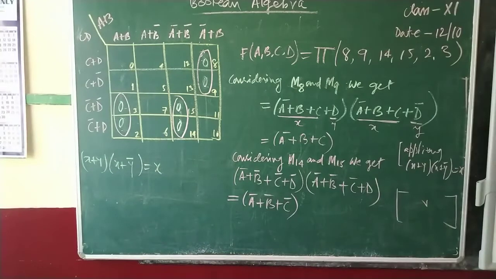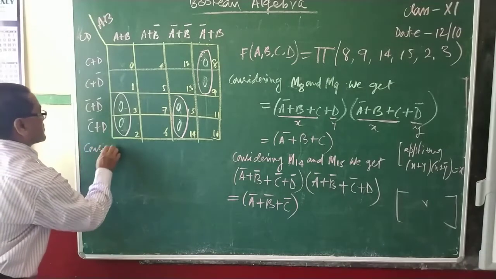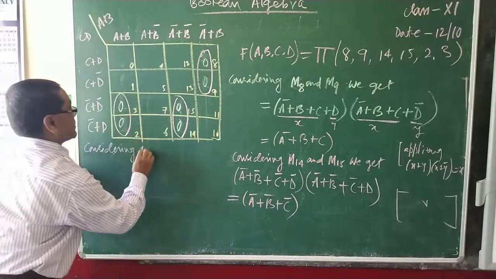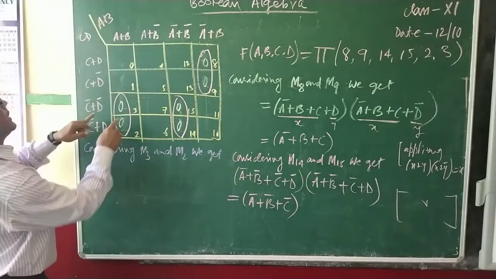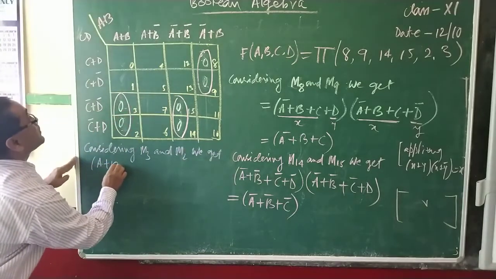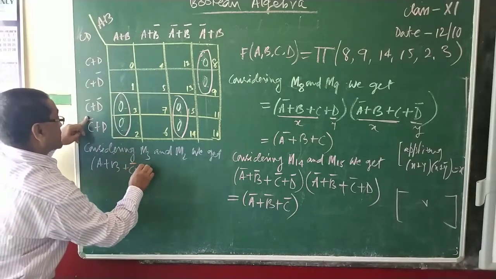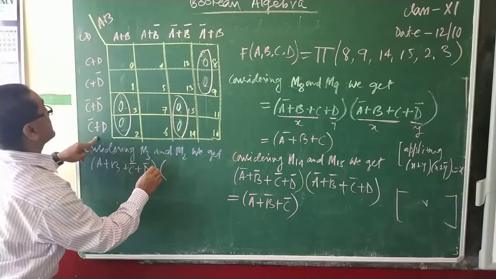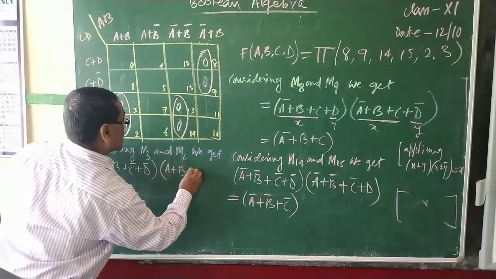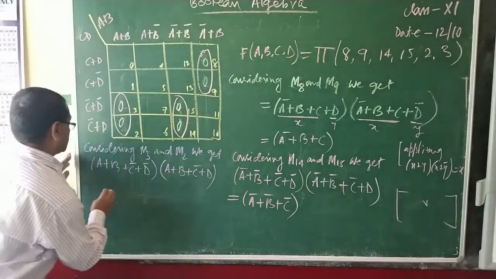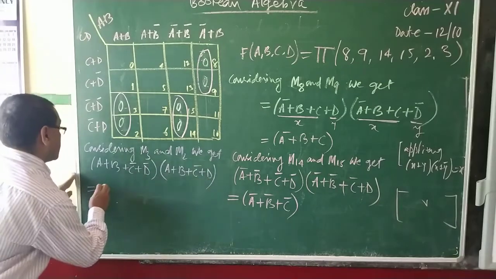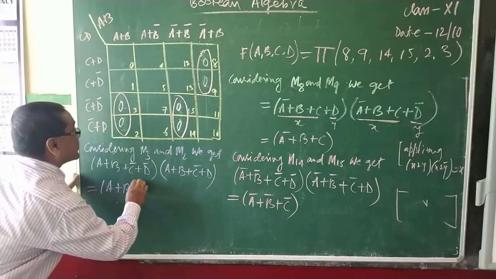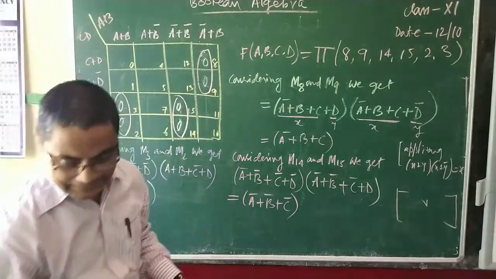Last pair, considering M3 and M2, we get M3: A plus B plus C complement plus D complement, and another one is here A plus B plus C complement plus D. Here also you can write it: D and D complement is the difference, and these three are the same, so that means A plus B plus C complement. So now we will write the ultimate result out here.